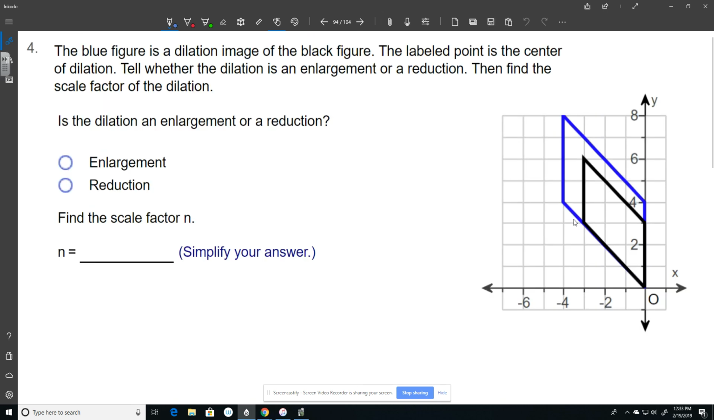Okay, number 4. The blue figure is a dilation of the black figure. So I started with the black. The dilation means it changed from the black to the blue.